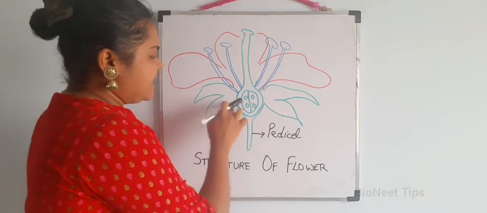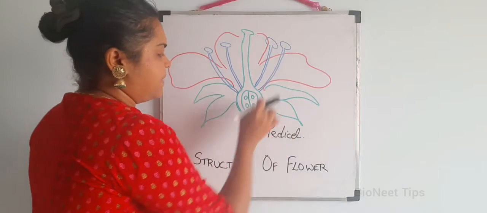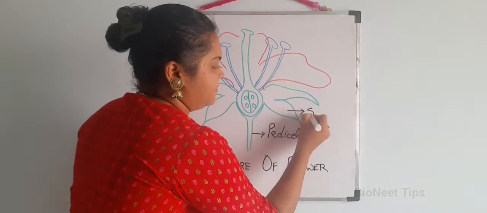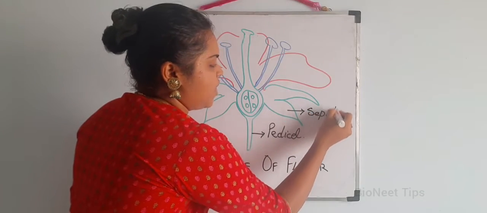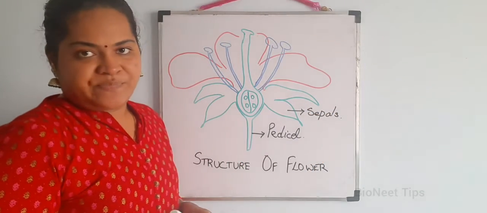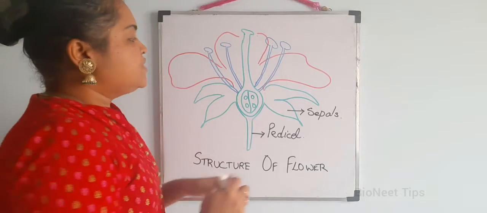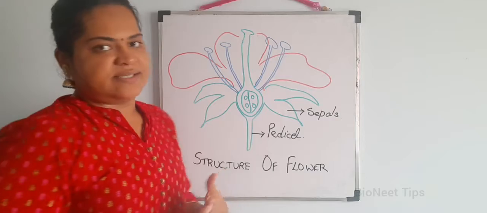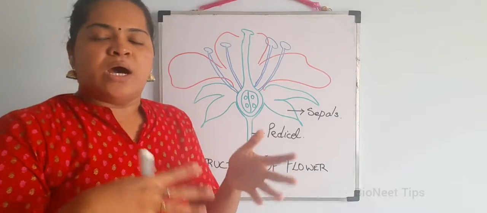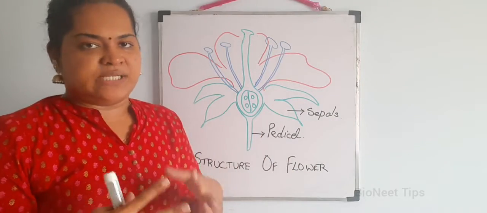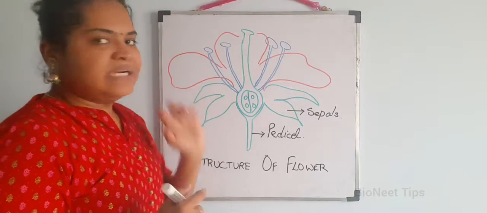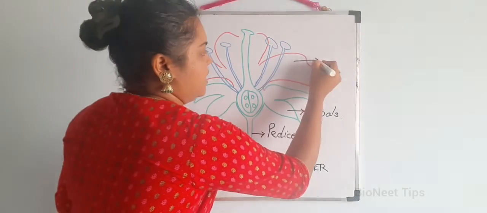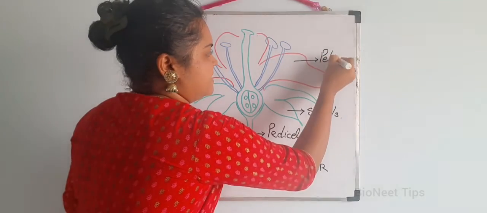Now can you see the green colored structures just above the pedicel? Those are the sepals. Together we call them sepals. Just above the sepals you can see different colors in various flowers. Each flower has different colors. This colored part of the flower is called the petals. We call them petals.